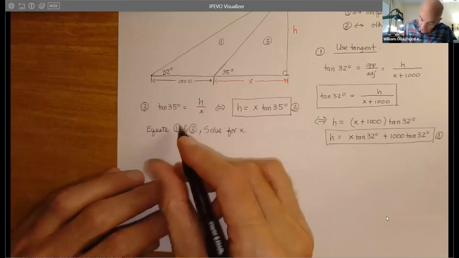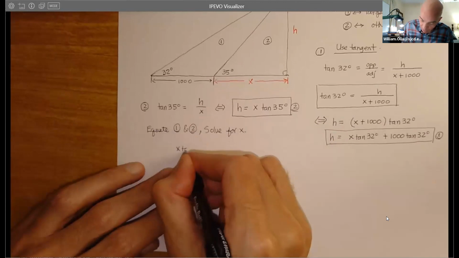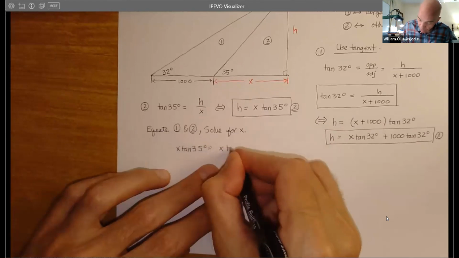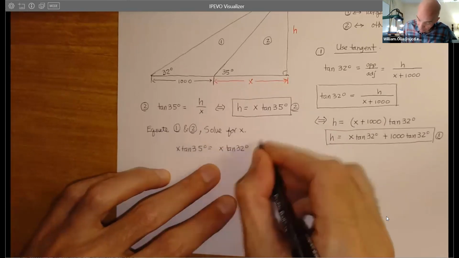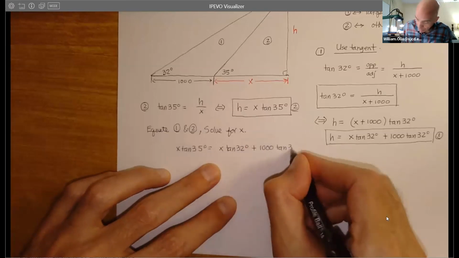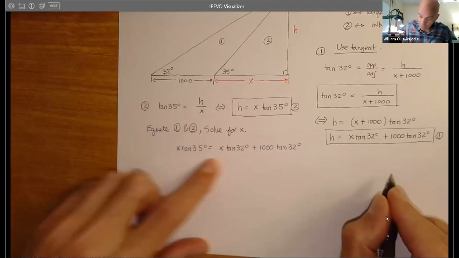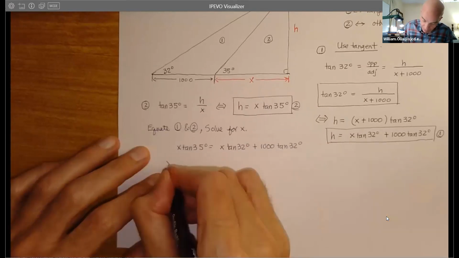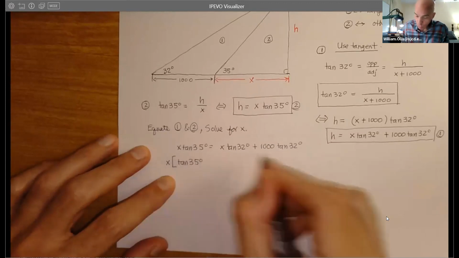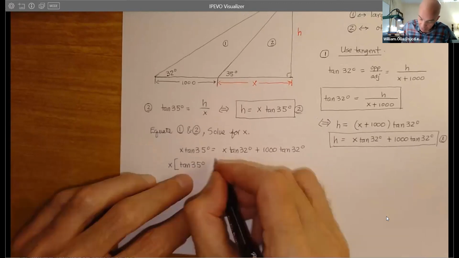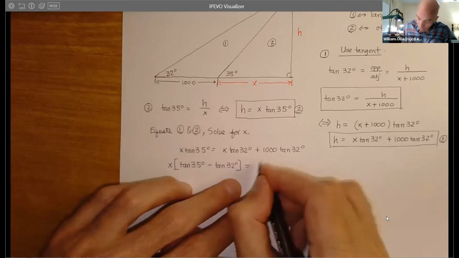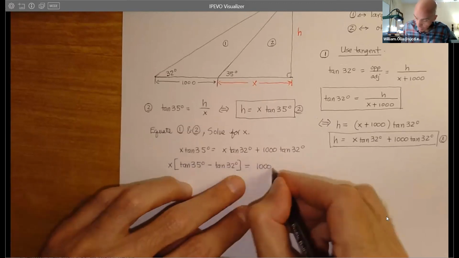So now we get x times tangent of 35 degrees equals x times tangent of 32 degrees plus 1,000 tangent 32 degrees. So we can solve for x, get everything on one side. So x will be tangent of 35 degrees, and then of course, when we subtract this, take this over, that'll be a minus tangent of 32 degrees equals 1,000 times tangent of 32 degrees.